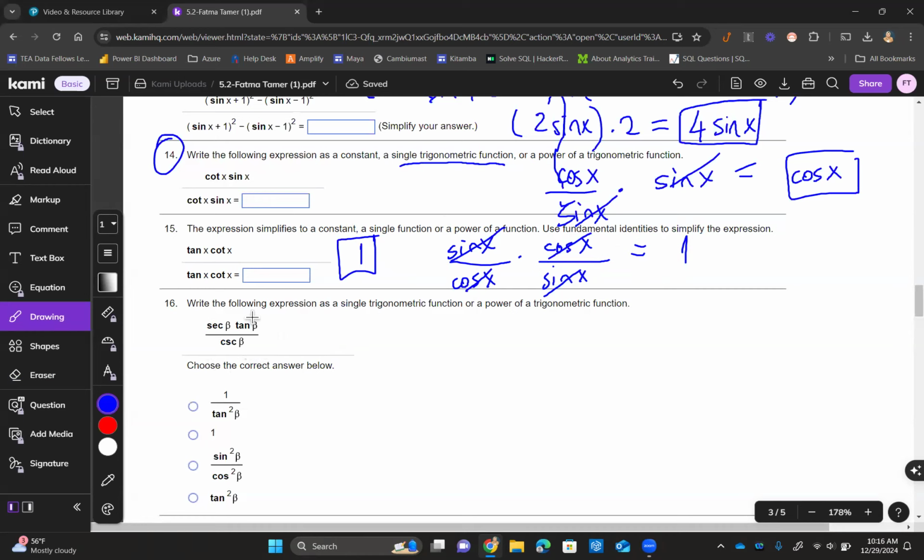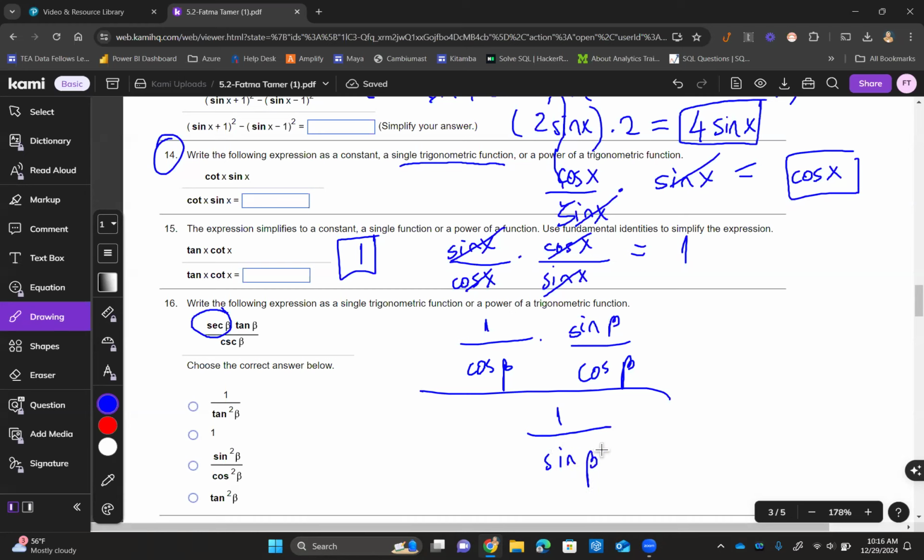Number 16 is asking me to simplify this as a single trigonometric function. So I'm going to start changing everything in terms of sine and cosine. Instead of secant beta, I can write 1 over cosine of beta. Instead of tangent of beta, I can write sine beta over cos beta. And instead of cosecant beta, I can write 1 over sine beta. When I multiply these two things at the top, 1 times sine beta is just sine beta, and the denominator is cosine beta times cosine beta, which gives cosine squared beta. The bottom expression is 1 over sine of beta.